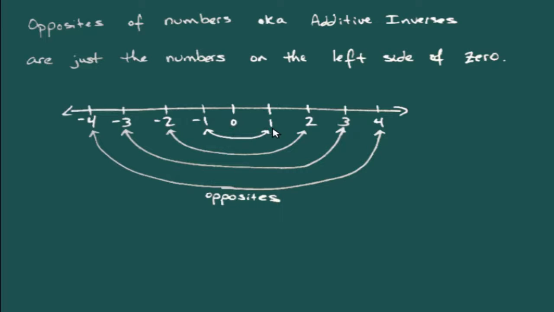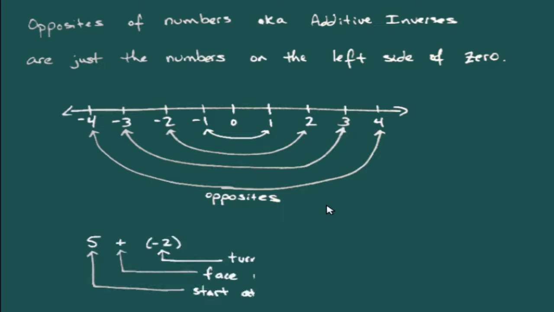So the reflection of 1 across 0 gives us -1. The reflection of -2 across 0 gives us 2. The reflection of 3 across 0 gives us -3. And so we have something that's very symmetric, where we set those up as the numbers and their opposites.